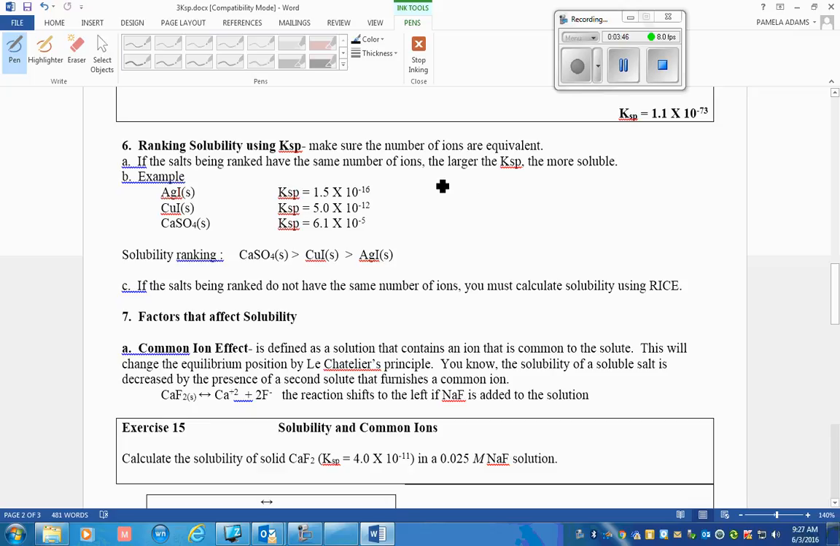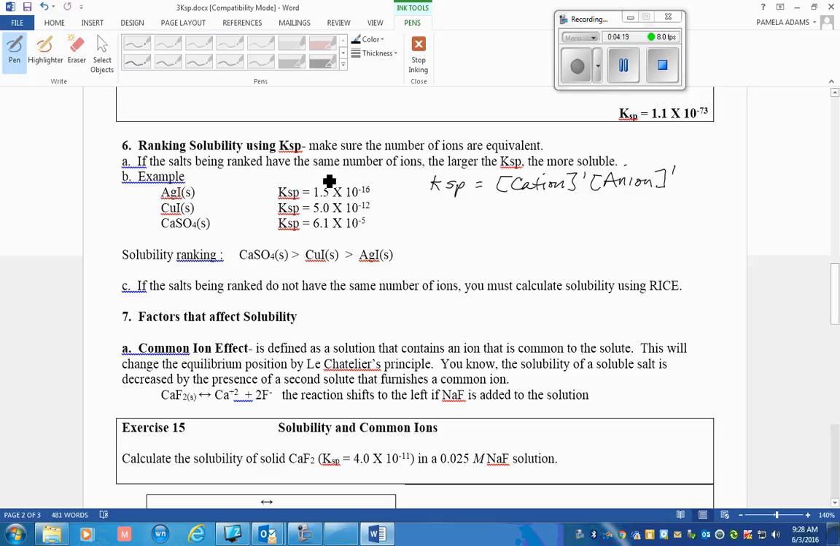In this case, the Ksp expression for all of these will be the cation raised to the 1st power times the anion raised to the 1st power. So the Ksp expression is going to be K squared is equal to Ksp. So we could very easily look at these and rank them. This is the largest number, and this one, and this one. So this would be more soluble than this, than that.